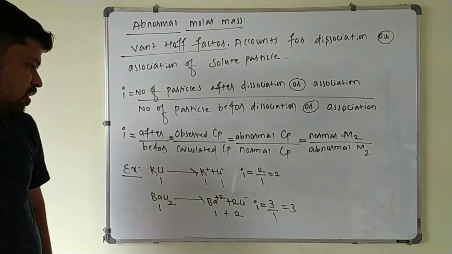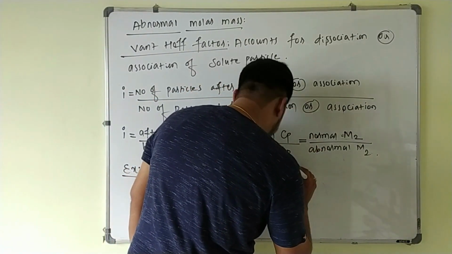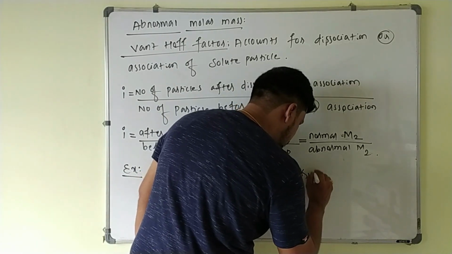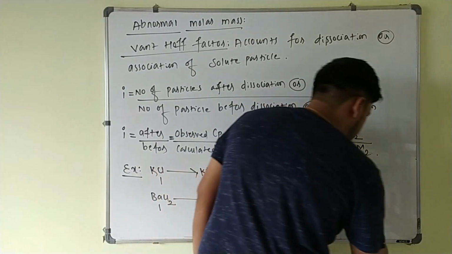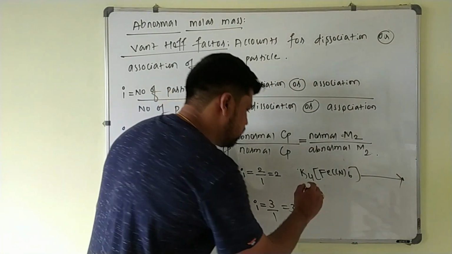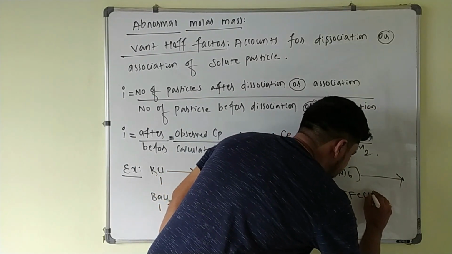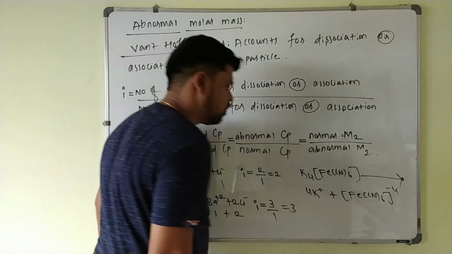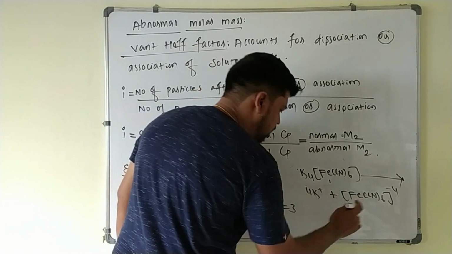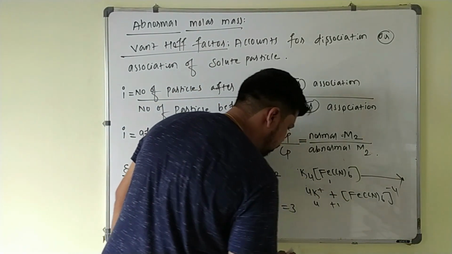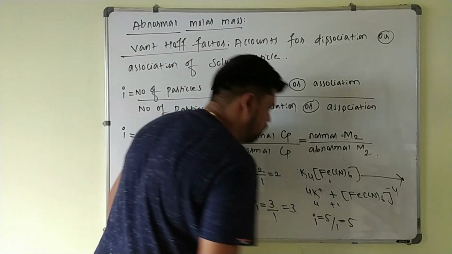Suppose I take another example, K4[Fe(CN)6]. Whenever it is added to the water, what happens here? You will get 4 times K plus and [Fe(CN)6] 4 minus. Before dissociation it is only 1 particle. After dissociation, 4 plus 1, 5 particles are produced. So what is the i value for this one? The i value is equal to 5 by 1, which is 5 here.